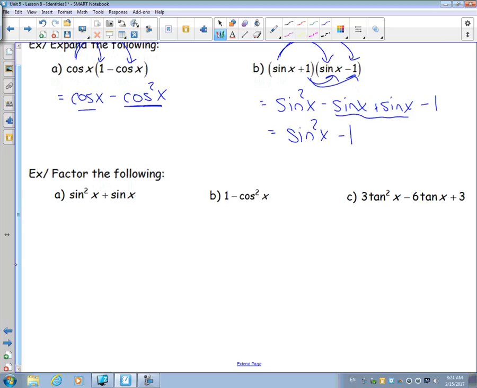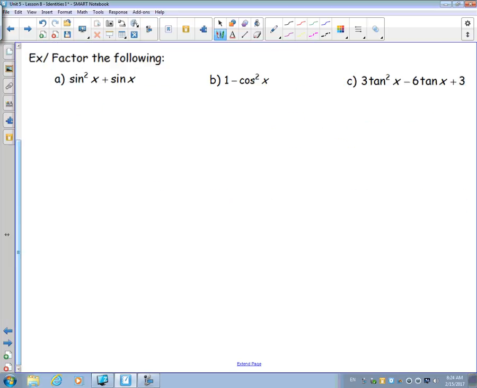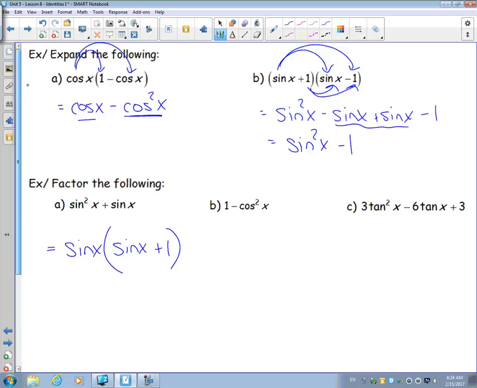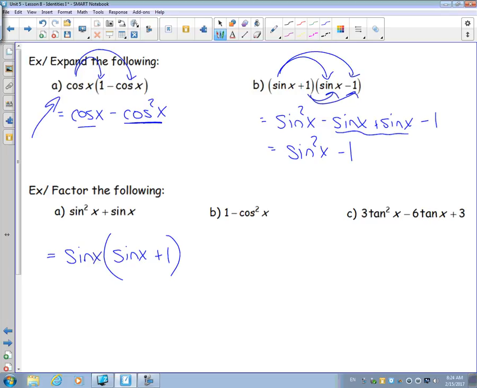We can also factor things. And look at this first expression here, and I say, hey, those have the same terms, or there's a common factor. If I take out a sine x, I'll be left with a sine x plus 1. So it's the opposite of the previous thing, right? Here we expanded, and here we're going to factor.